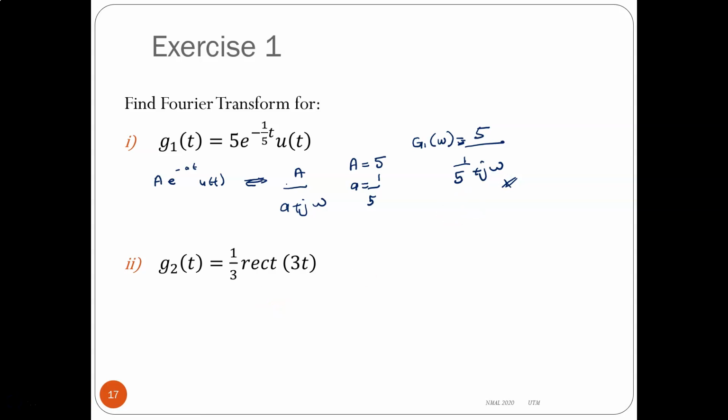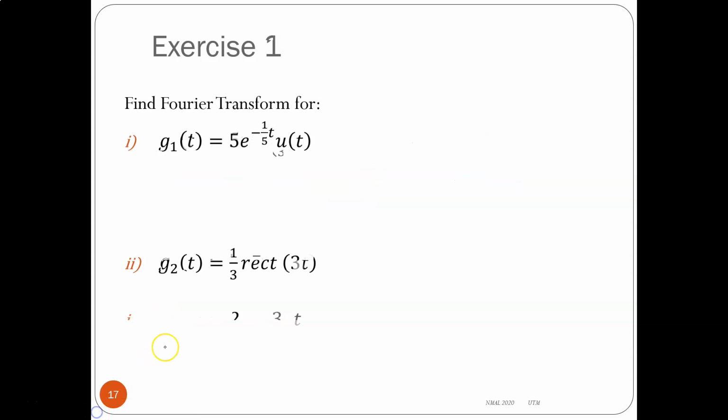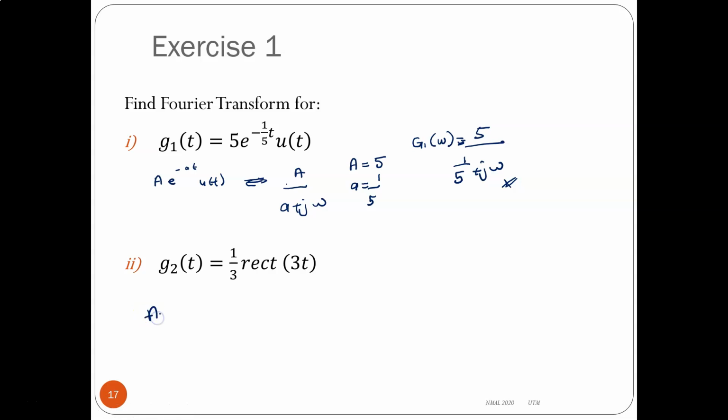Right, next we're going to solve the rectangular function. We are going to find the Fourier transform for g2(t) equal to 1 over 3 rect(3t). We refer to the list of formulas. This is actually a square function. For the rectangular function A rect(t/τ), the Fourier transform pair is Aτ sinc(ωτ/2).